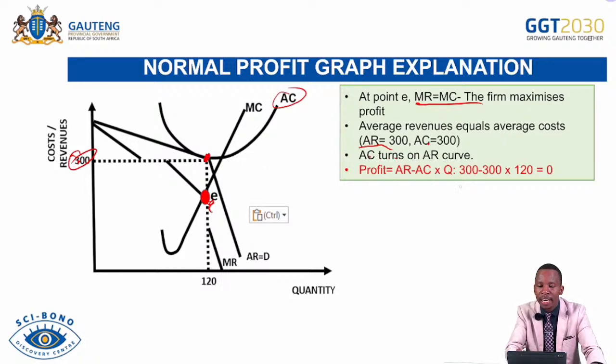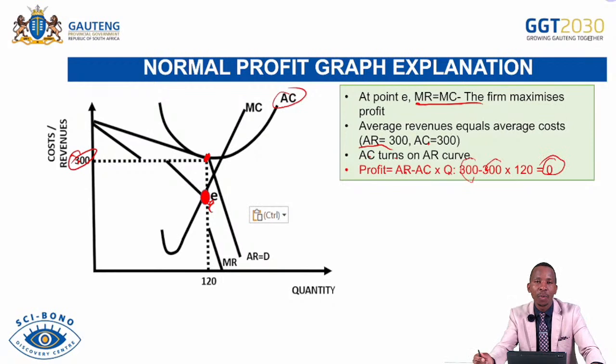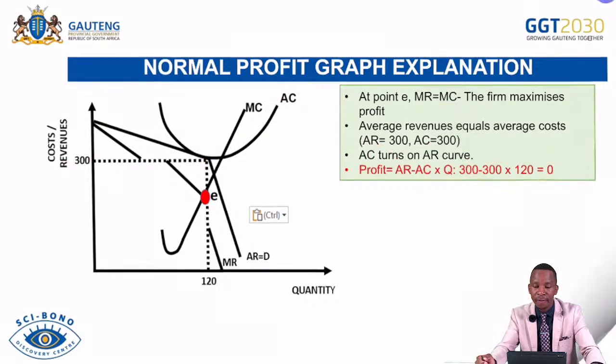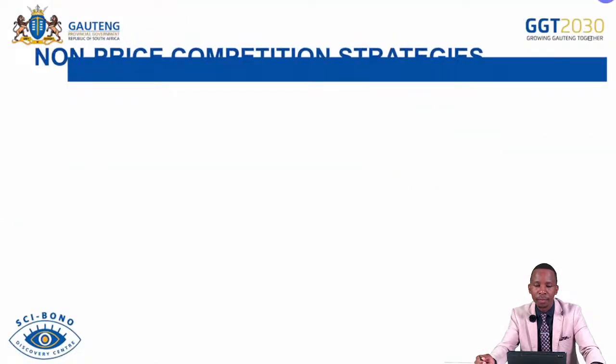They are both equal. Then the normal profit equals AR minus AC times quantity. So AR equals 300 minus AC, which is 300, times quantity. Any number multiplied by 0 will give you 0. So 0 times 120 equals 0. Then the firm is making what you call a normal profit, neither a profit nor a loss. We call this a break even.